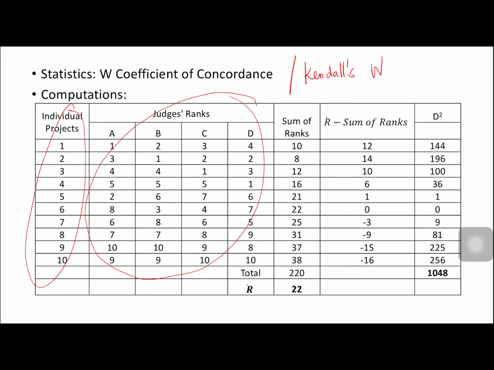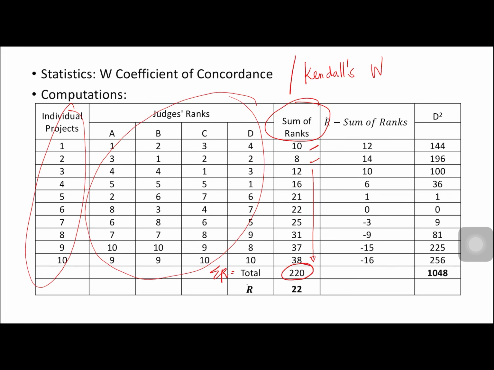For our computation, we have here our 10 projects and the rankings of our judges. The first thing to do is to add the ranks of the 4 judges A, B, C, and D of the 10 individual projects and then place them under the column of the sum of ranks. As you can see, we have here 1 plus 2 plus 3 plus 4, we have 10. 3 plus 1 plus 2 plus 2, we have 8, and so on. Then, next is to get the summation of the sum of ranks, which is denoted by summation of R. We have a total of 220.